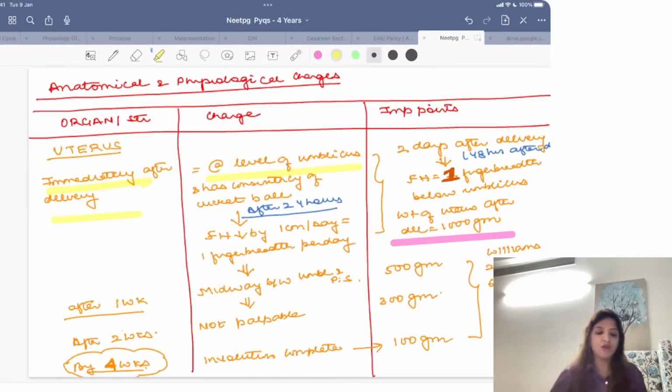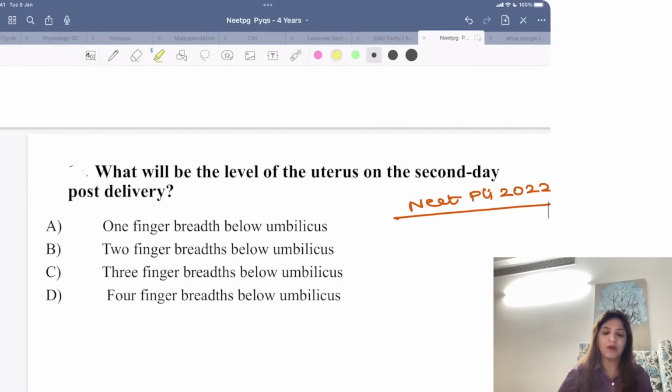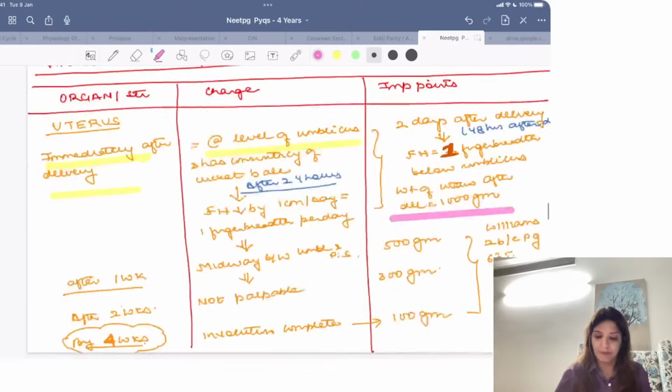So suppose they ask you what will be the level of the uterus on second day post delivery. Till 24 hours, the height of the uterus will not decrease. After 24 hours, it is going to decrease by 1 finger breadth, right? So it is going to be option A, that is 1 finger breadth below the umbilicus.